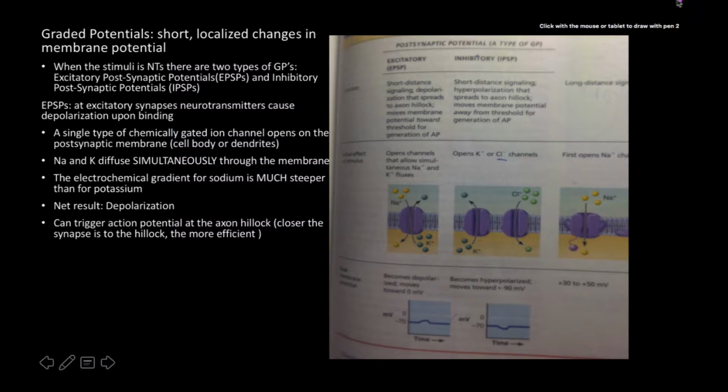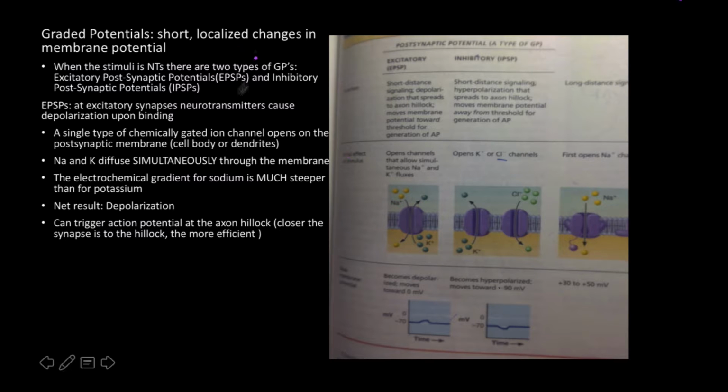Okay, so I said that graded potentials are just forms of short localized changes in the membrane potential, but there's actually two types. There's excitatory and then there's inhibitory. Postsynaptic potentials are just a form of graded potential that happens at the cell body, and in this context we're talking mostly about neurotransmitters. Yes, there are other things that can cause it: heat, light, pressure, if you're a sensory neuron. But let's just imagine for the purposes of this that you're a motor neuron.